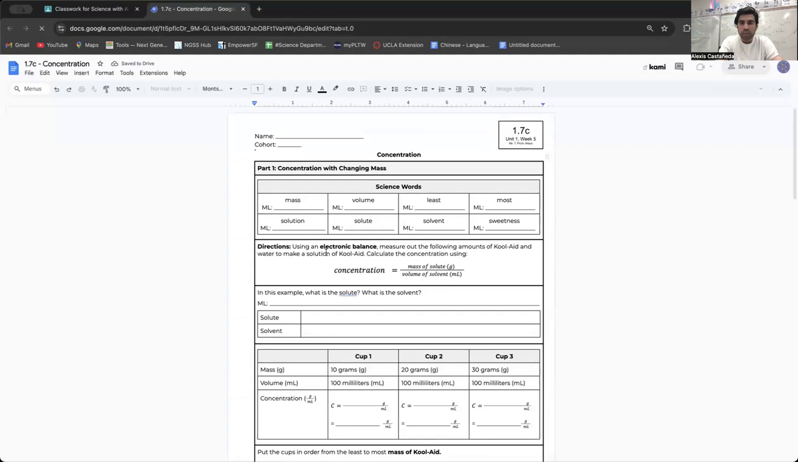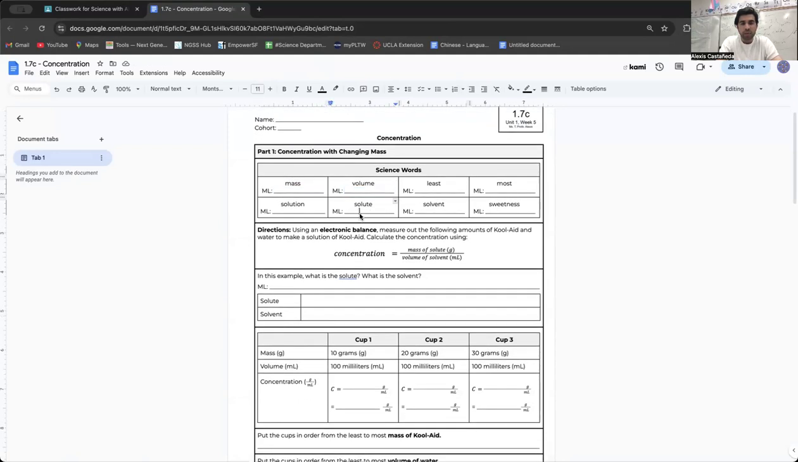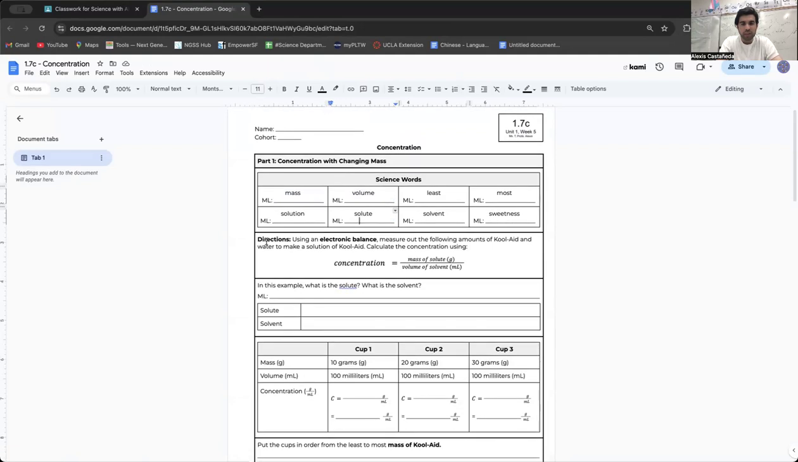And so again, the first thing that I'm going to ask you to do is to translate these words here. Please translate these to your home language. You can write the word here in your home language. Then once you have translated those, here it tells you the direction. So using an electronic balance, measure out the following amounts of Kool-Aid and water to make a solution of Kool-Aid. Calculate the concentration using concentration equals mass of the solute divided by the volume of the solvent.